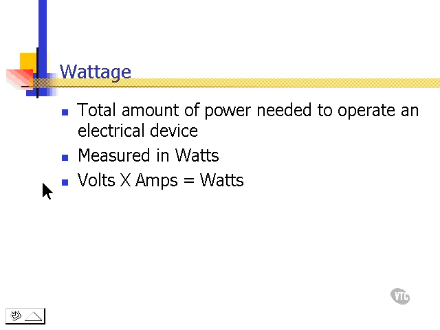There are 2 types of electrical current, and we'll discuss the 2 types of electrical current and the similarities and differences between them next.